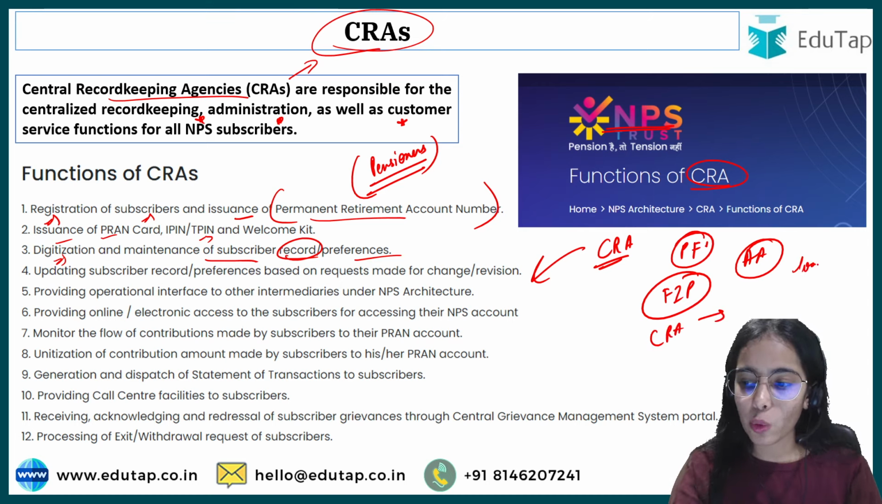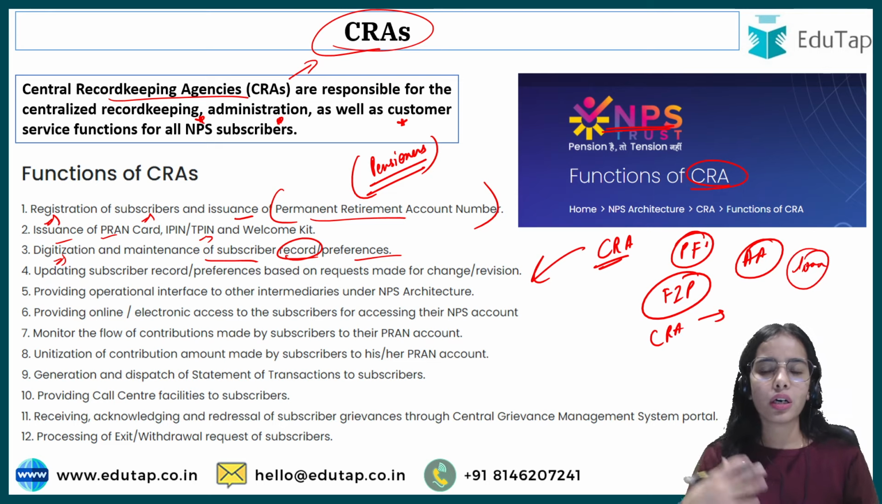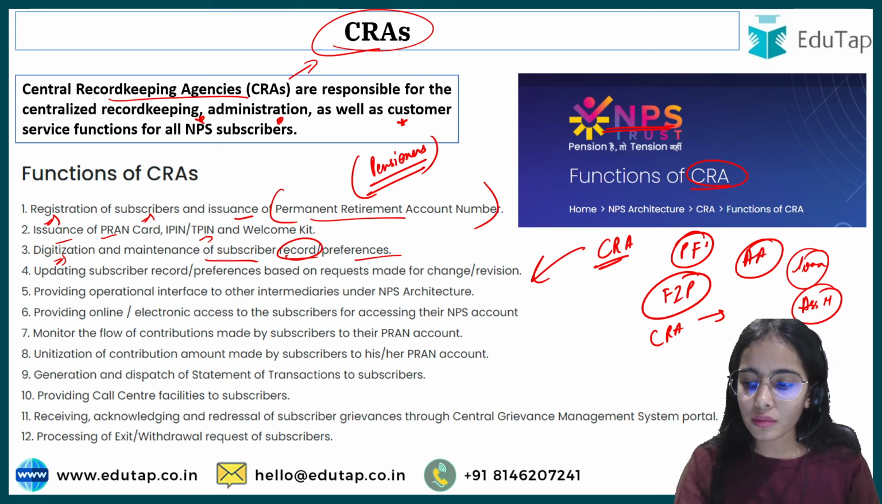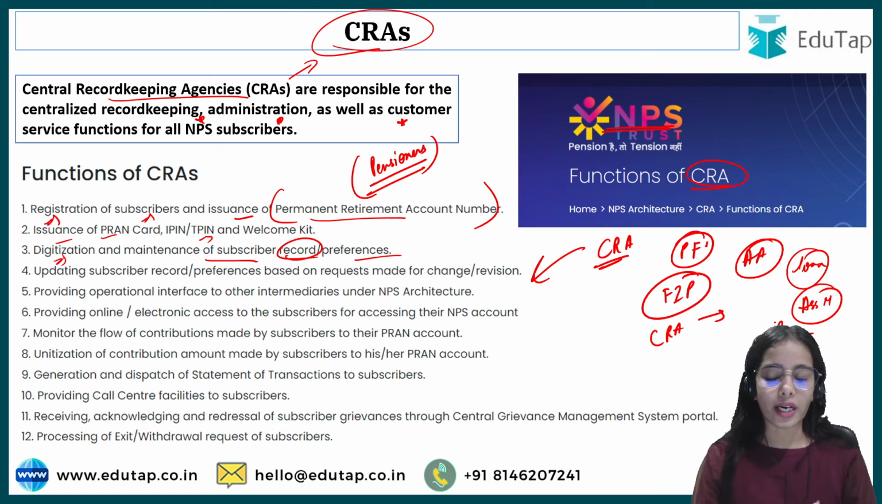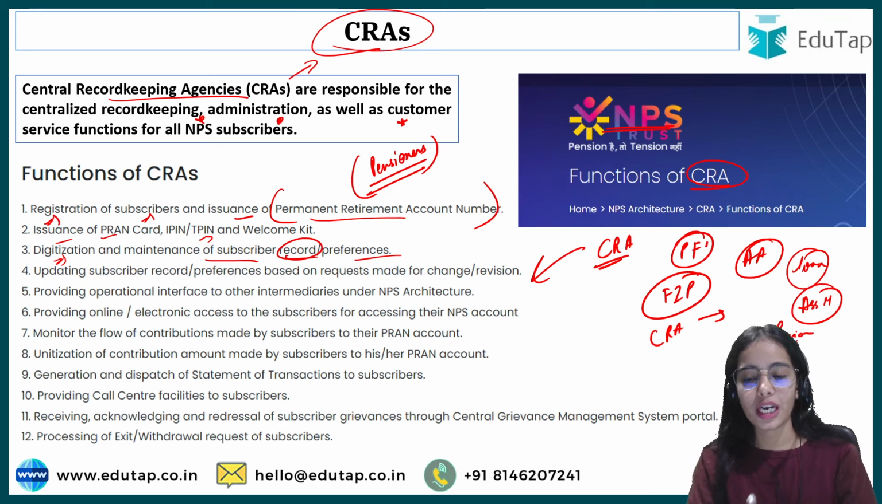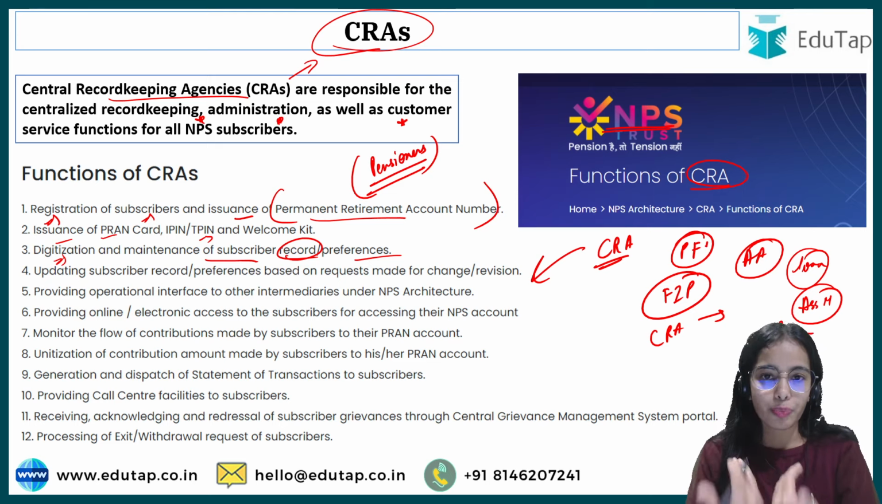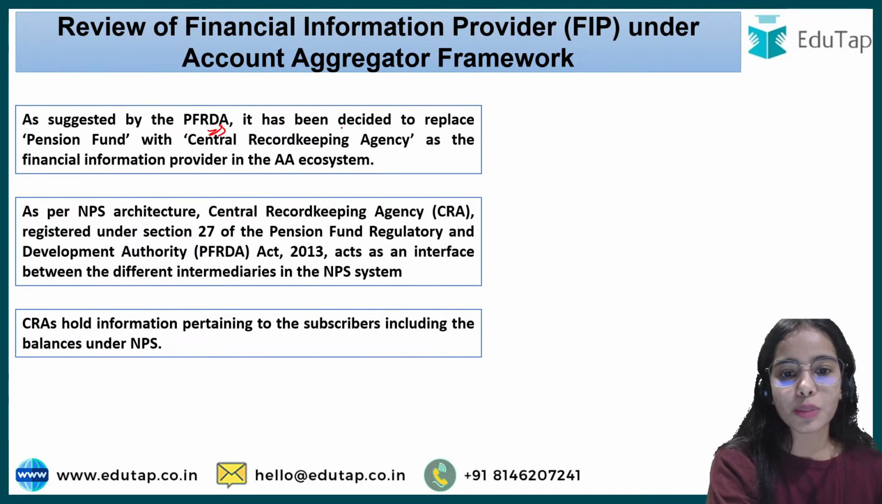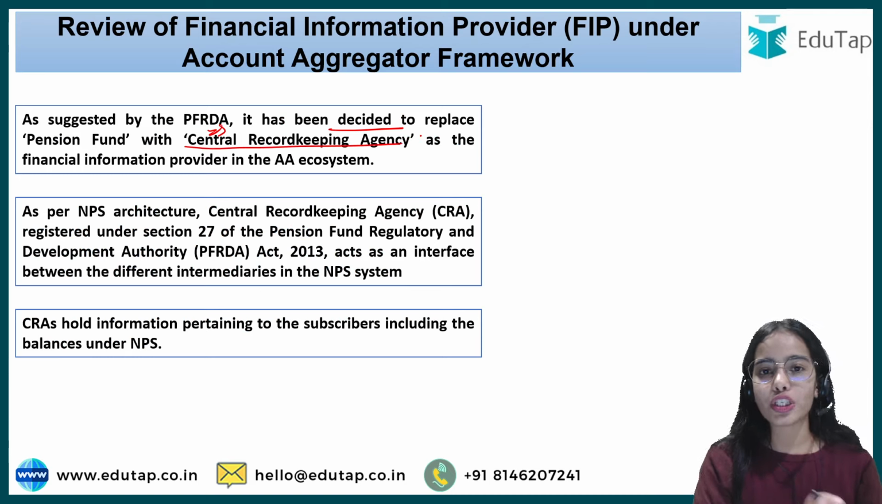Like when some loan is being taken, the pension data can also be required, or if some asset management company is managing the assets of a person, the pension information can also be required. So if the information is required regarding the customer, that can be given through the CRA, the central record keeping agency, if the customer provides the consent to share the data. So as suggested by the PFRDA, it has been decided to replace the pension fund with the central record keeping agency as the financial information provider.